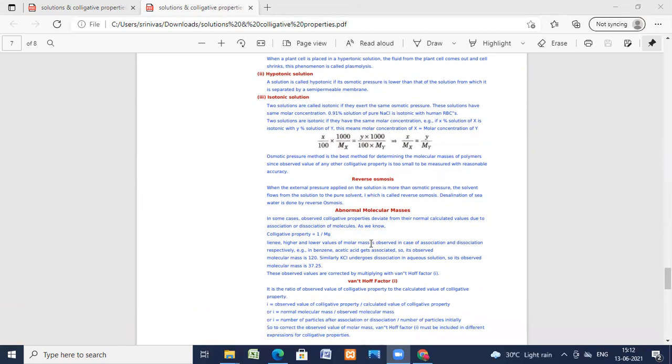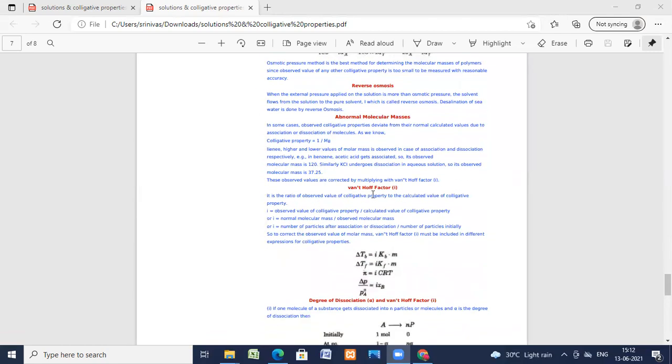Now there are abnormal masses. You can see association of molecules and dissociation of molecules, due to which you can observe abnormal masses. For this, a factor is introduced, that is the Van't Hoff factor i. It is the ratio of the observed value of the colligative property to the calculated value of the colligative property. Observed value by calculated value is called the Van't Hoff factor i.